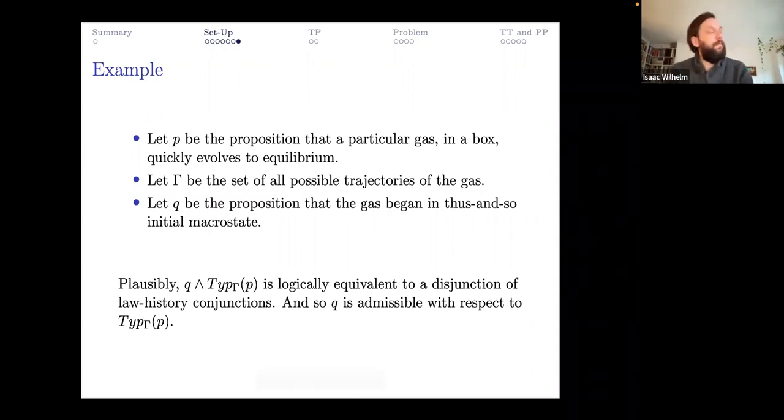So this disjunction could include histories that aren't typical. Yeah, that's right. In fact, every history is atypical because it only happens once in gamma.